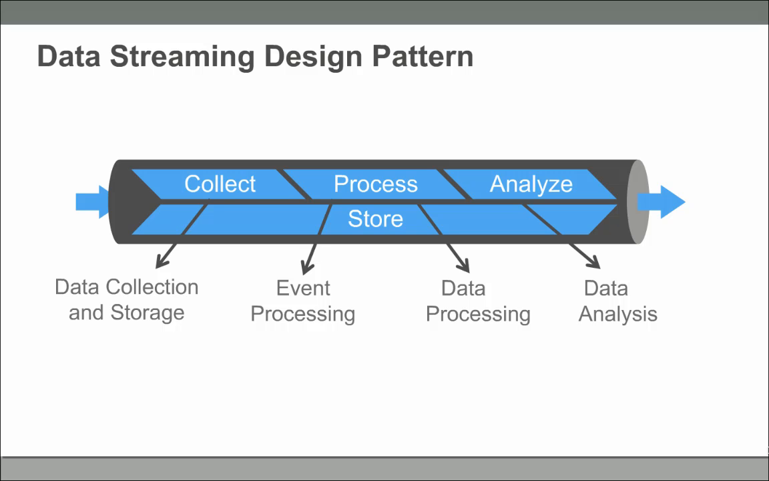So let's review the overall data streaming design pattern. Moving from left to right, we must first collect the data, then process the data, and then finally analyze the data. It seems pretty straightforward, right? So notice as we move through the diagram that the storage medium for event processing, data processing, and analysis is likely very different from one another.